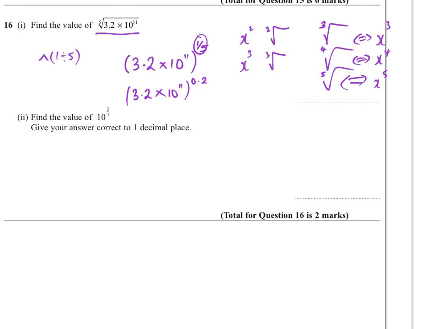So I'm going to open the bracket, 3.2 times 10 to the power 11, close bracket, and then do to the power 0.2. Sometimes you don't need the brackets, but I'm just going to play safe and just hope that this is okay. So for some reason I just pressed delete by mistake. So 3.2 times 10 to the power 11, close bracket, to the power 0.2, and I actually get 200 as my answer.